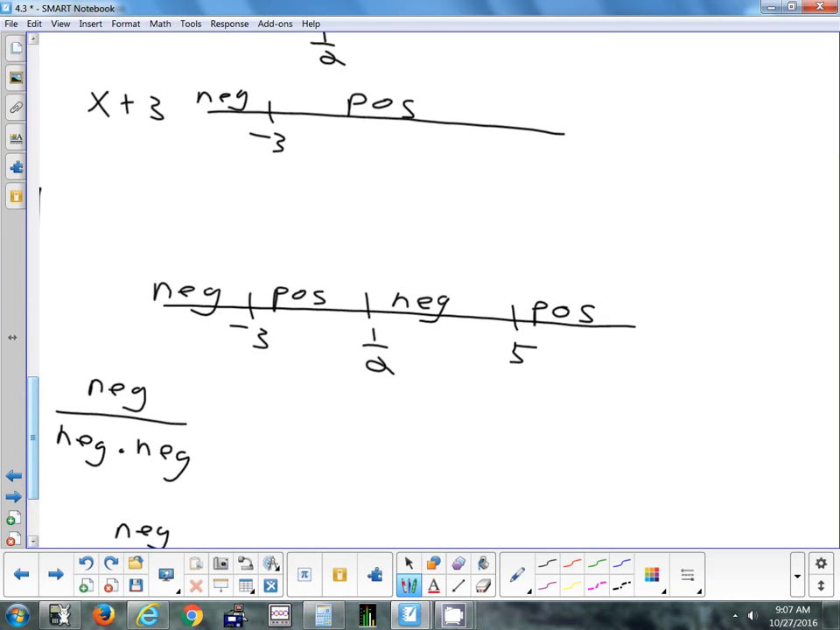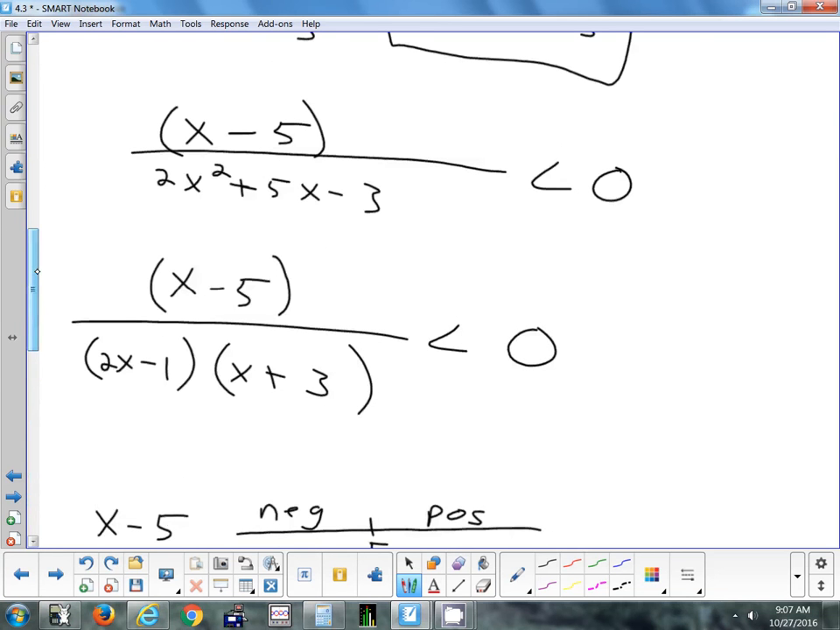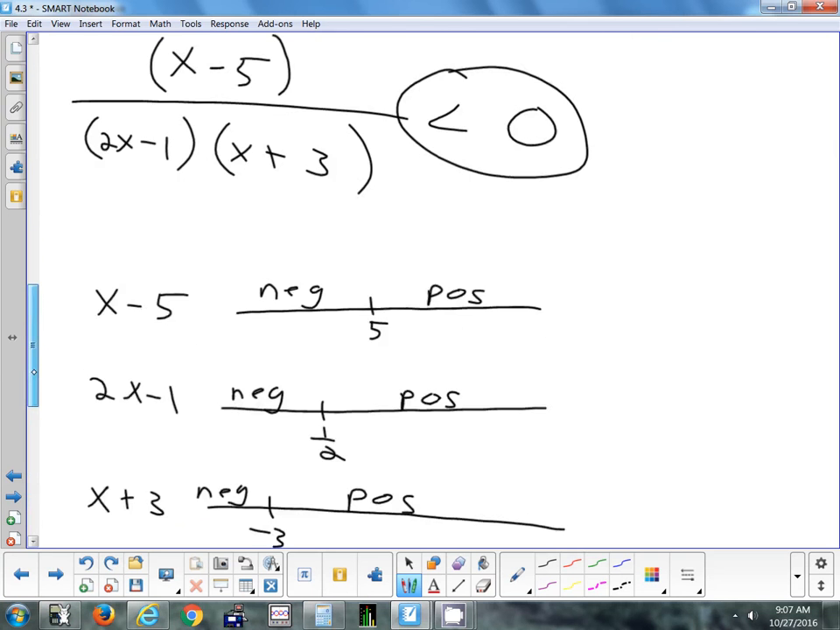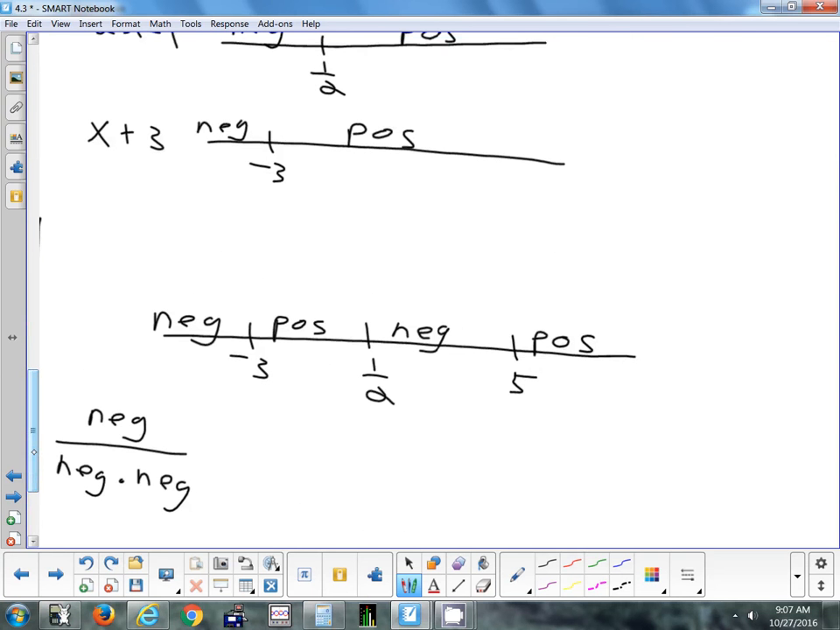Just like that. And now we are looking for, where is this thing negative? Where is it less than 0? Okay, where does that happen?